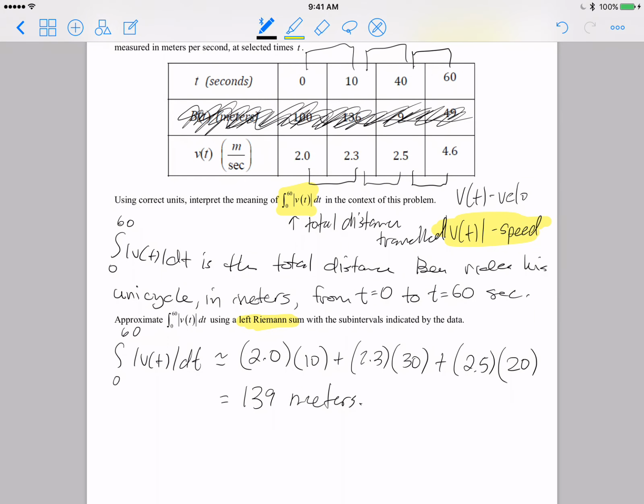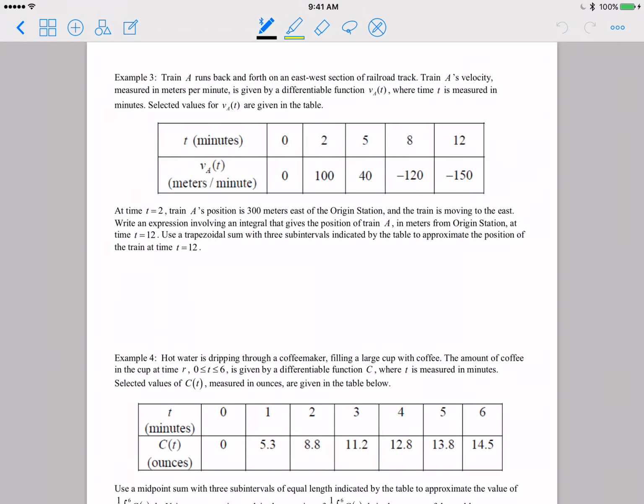Okay, so that's a left Riemann sum. We did a right Riemann sum in example 1, so if you have any questions on either of those, then please let me know.